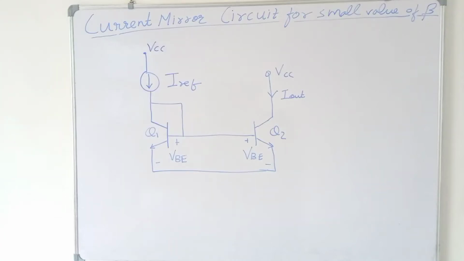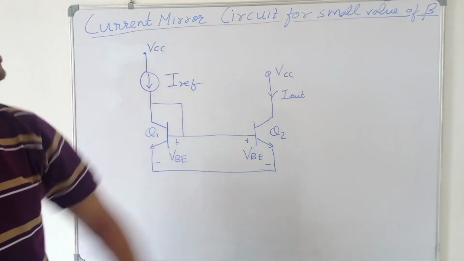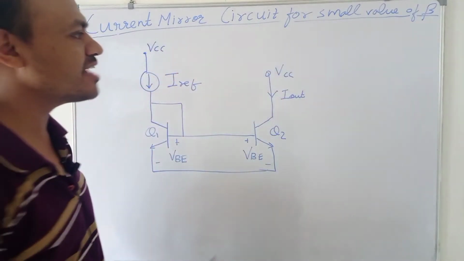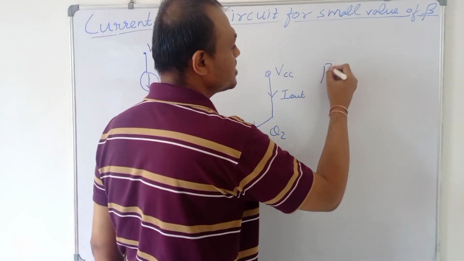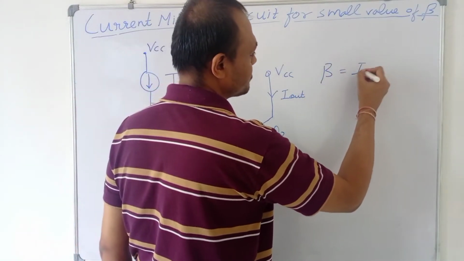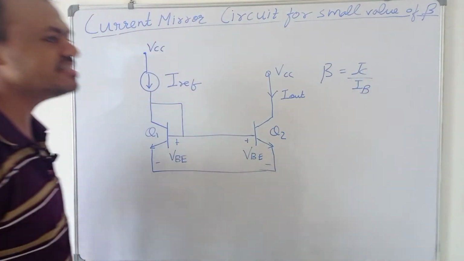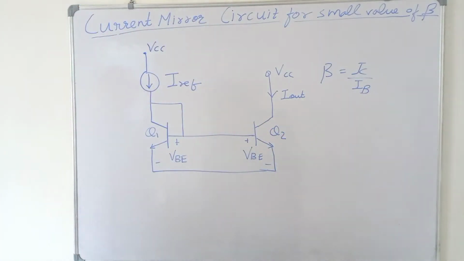Welcome. In this video, we will learn how to design a current mirror circuit for a small value of beta, where beta is the gain of the transistor, beta equal to IC upon IB, where IC is the collector current and IB is the base current.